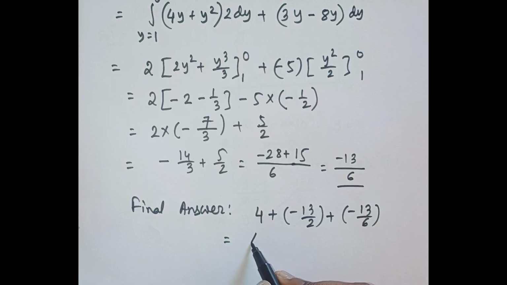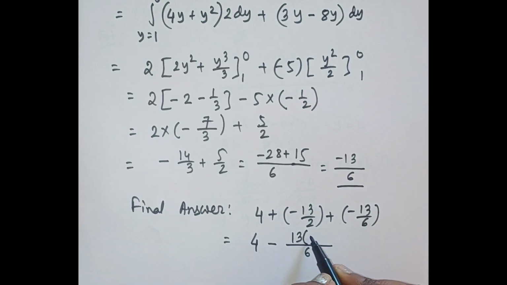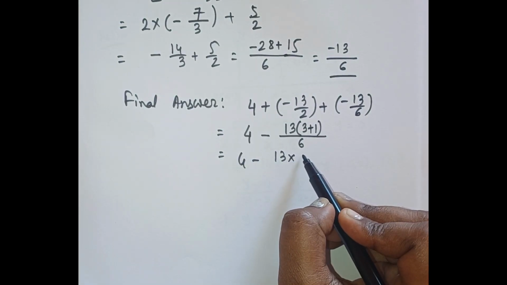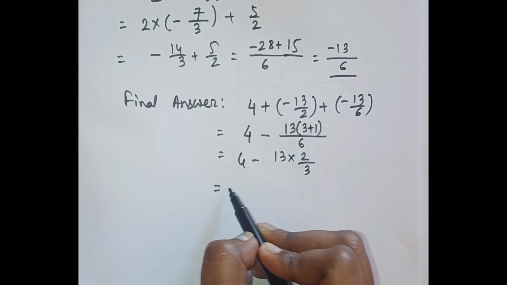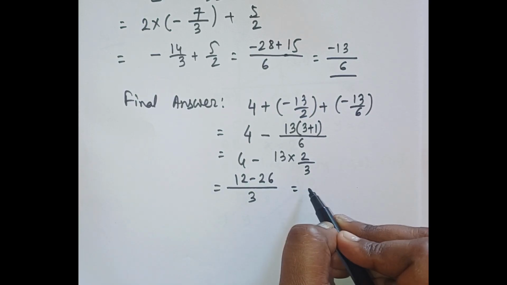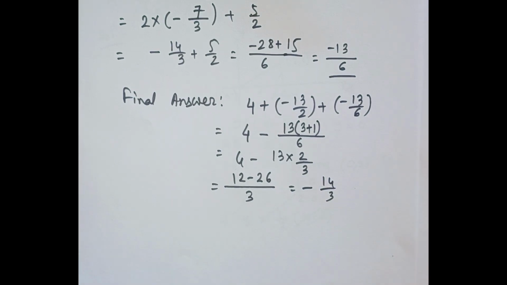So calculating 4 minus, LCM is 6. It is 13 into 3 plus 1. So ultimately 4 minus 13 into 4 by 6, that is 2 by 3. So 12 minus 26, that is minus 14 by 3.